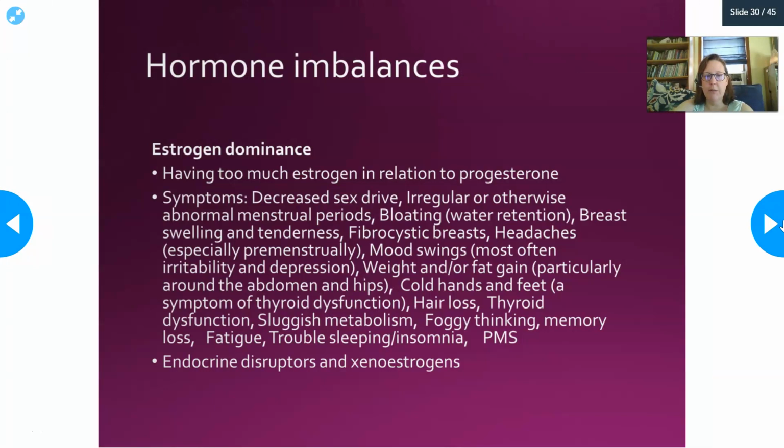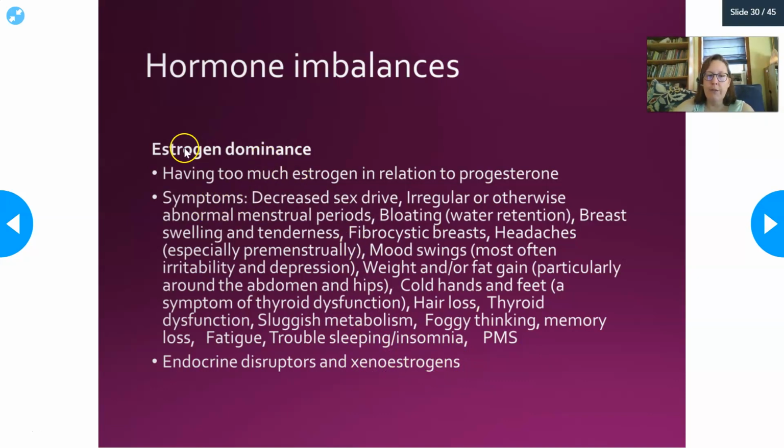And so let's talk a little bit about hormone imbalance. This one is really interesting. Estrogen dominance means that you have too much estrogen in relationship to your progesterone. And why that would be is usually because there are endocrine disruptors in our environment, especially in a lot of beauty products, personal care products, cleaning products. They're called xenoestrogens, and you can look them up.